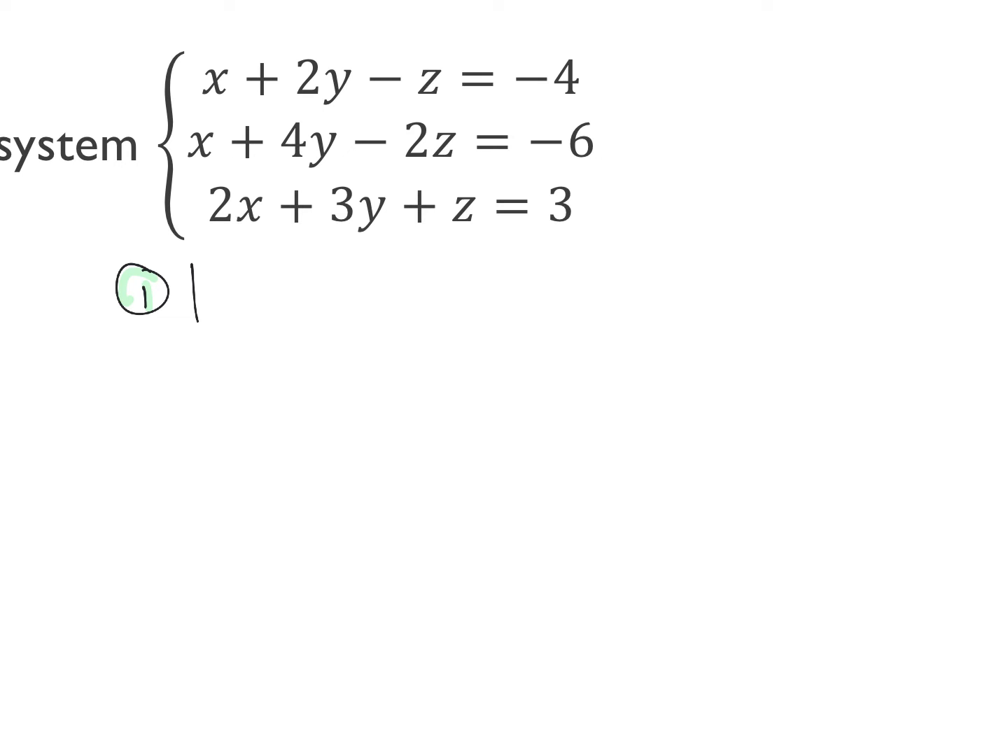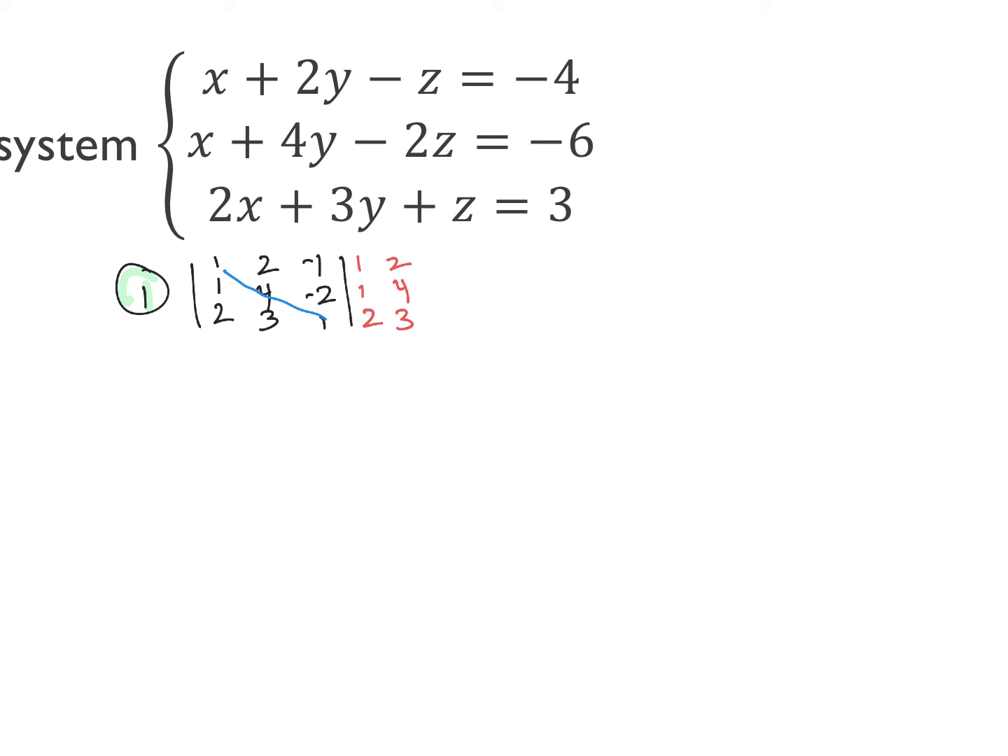Okay, so we know our X column is 1, 1, 2, the Y column is 2, 4, 3, and the Z column is -1, -2, and 1. And remember, to find the determinant of a 3 by 3 matrix, you have to copy the first two columns. And then we do our diagonal starting from top left.